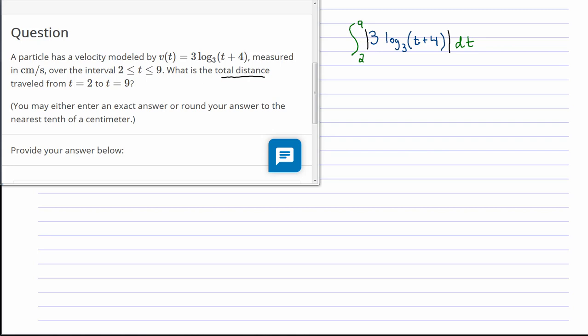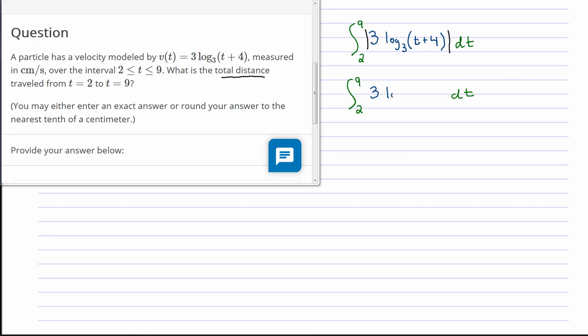Let me say that again to make sure it's clear. Usually, you can't always do this, so you have to be careful. You have to check before you just throw away the absolute values. You have to check to make sure your function is always positive. If your function is always positive, then it is safe to get rid of those absolute values.